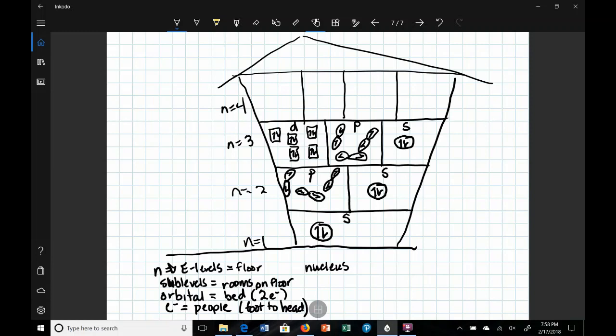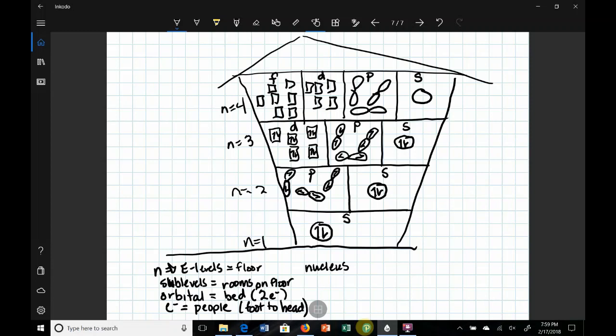So on the fourth floor, we've got an S room, a P room, a D room, and an F room. And we've got an S bed, 3 P beds, 5 D beds, and we've got 7 F beds. Okay? And I won't draw the electrons in the top, but you'll see.